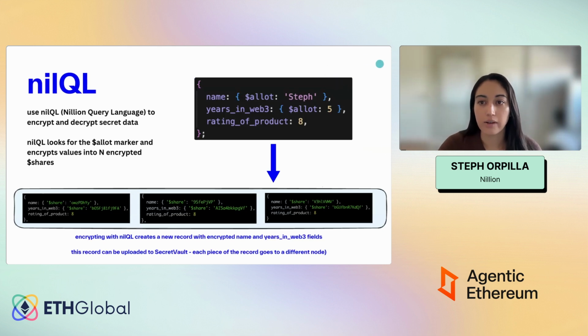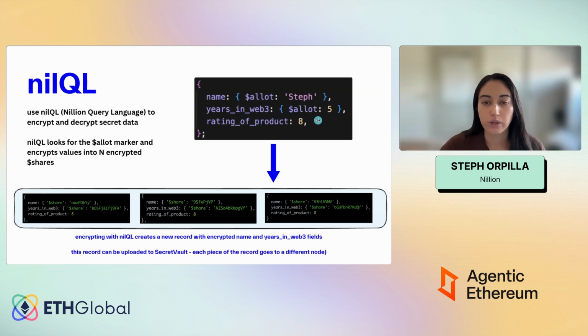It looks like a JSON data payload, but there's a couple things to note. There are these allot markers within the data, and anywhere that allot is will signal to NilQL, the encryption library, that that value needs to be encrypted. So the first value that I want to encrypt is name that's allotted. So my name will be encrypted in the resulting data.